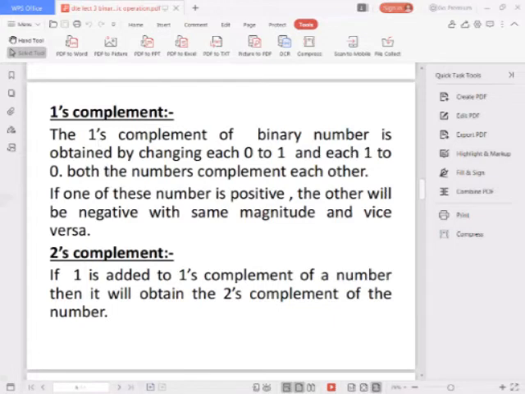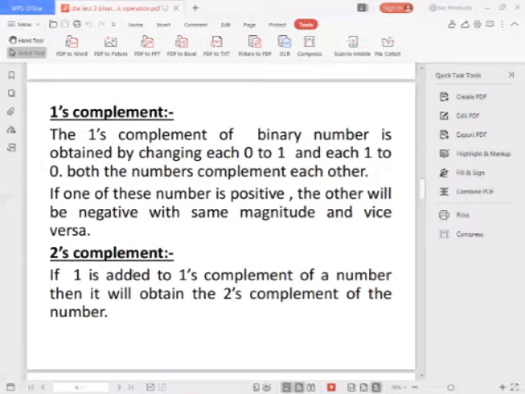The 1's complement of a binary number is obtained by changing 0 to 1 and 1 to 0. That is inversion of bit. Both the numbers complement each other. If one of these numbers is positive, the other will be negative, with the same magnitude, and vice versa. This is nothing but the 1's complement of the binary number.